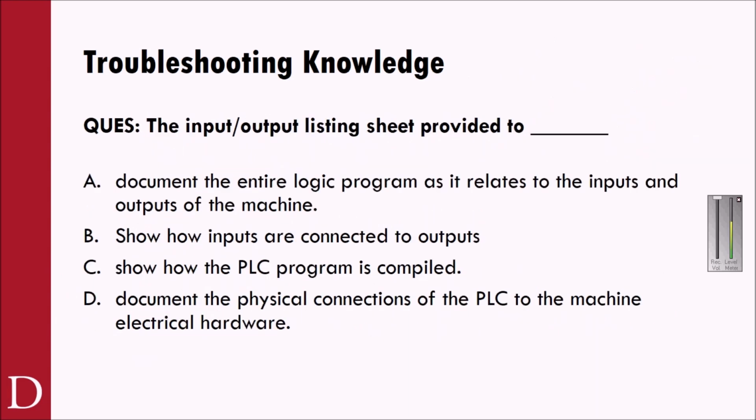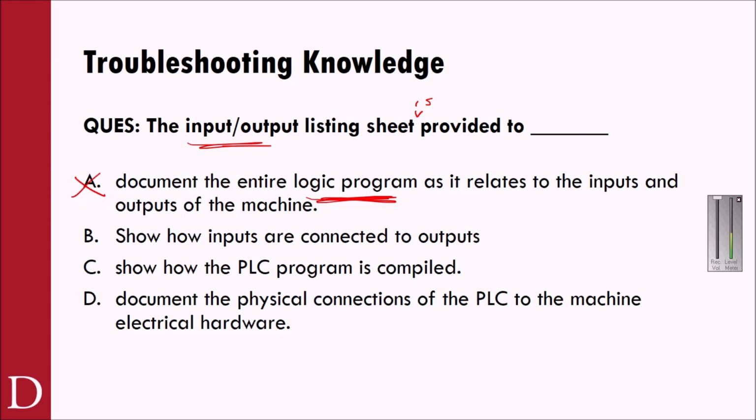All right, another question here, troubleshooting knowledge. The input-output listing sheet is provided to document the entire logic program as it relates to the inputs and outputs of the machine. What do you think? Absolutely not. It has nothing to do with the program. The logic of the program is not on the I/O listing sheet. The I/O listing sheet deals with the field devices, the field device inputs and the field device outputs. So I'd say a negatory on that one.